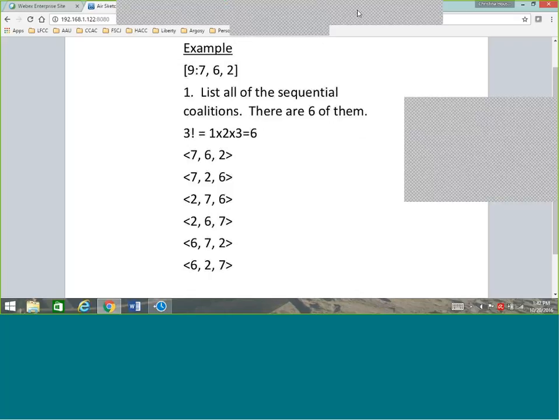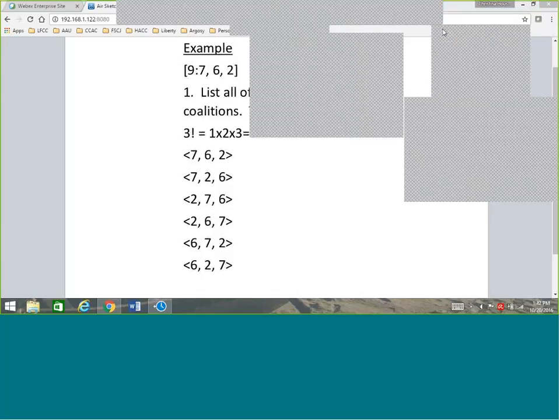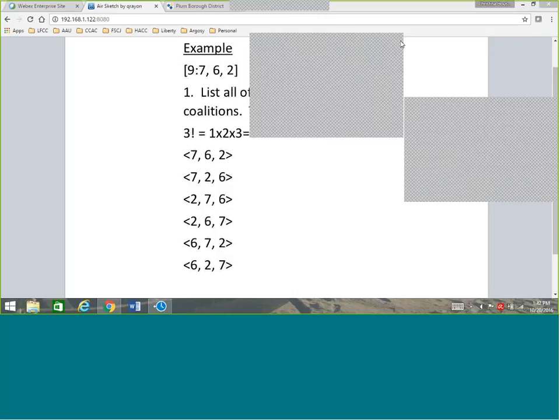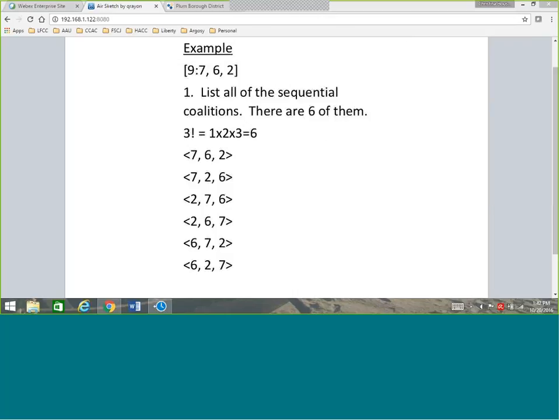I'm going to pause here before we get into the example and just see if there are any questions. I don't see any questions. Okay. So that's step 1, listing the sequential coalitions.